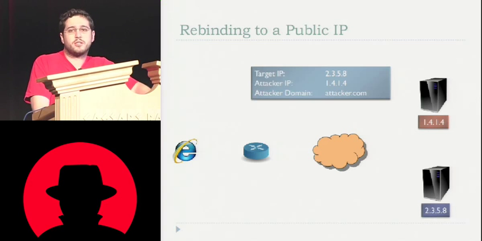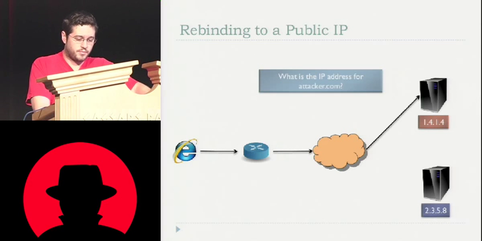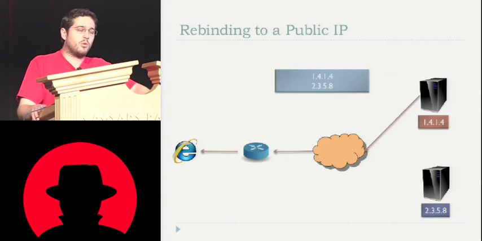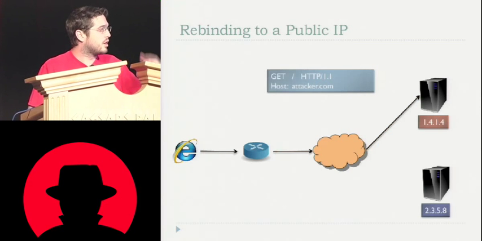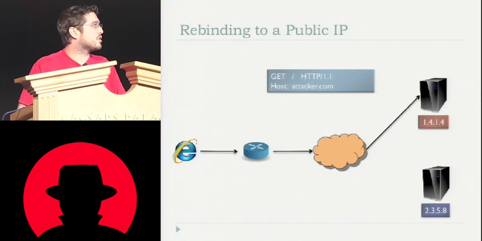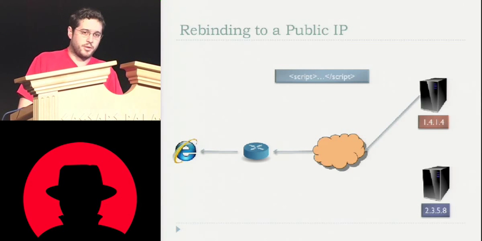So the first thing the browser does is a DNS lookup. It says, what's the IP address for attacker.com? So the attacker's DNS server then says, oh, I actually have two IP addresses, 1414 and 2358. Now, 2358 is obviously not the attacker's IP address, but the browser has no way of verifying that. So it just says, okay, you've got two IP addresses, I trust you. So it's going to try the first IP address first, which is 1414, does its GET request to the attacker's server, and the attacker sends back some JavaScript code.